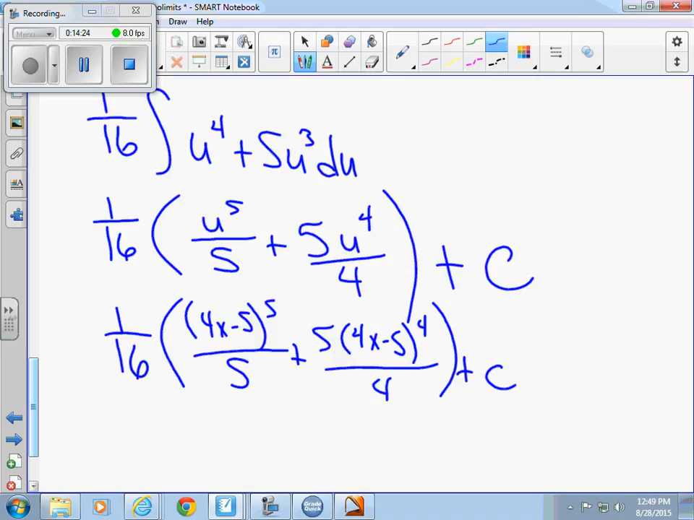Where did you get the 5 divided by 4? This one, 5 here. So you just raised that one power and divided by 2. Oh, okay. Any questions about that?